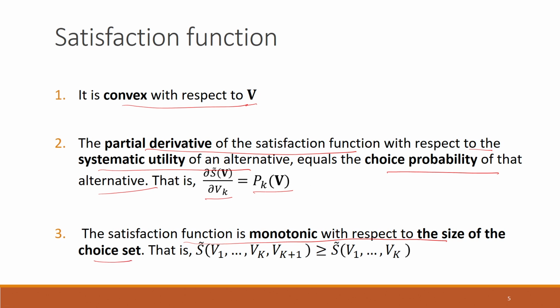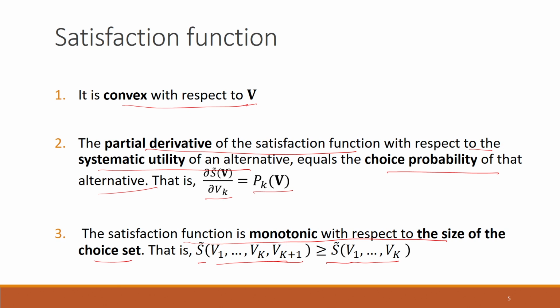Suppose we have a set of k alternatives whose systematic utilities are given by V1 till Vk, and suppose we consider another modified set where we have one more alternative, k plus 1. So now we have added the systematic utility component of this alternative also. With this new set, which is a superset of the original set of k alternatives, the satisfaction function will be larger than or equal to the satisfaction function of the original.